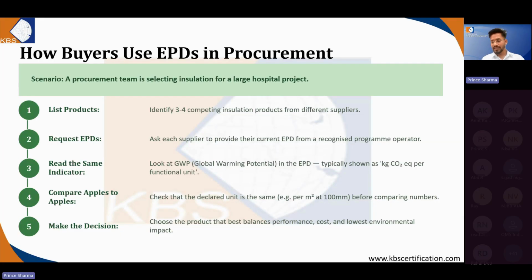So now finally, how are decisions made in the market? Generally, we first check the cost of the product. We then check the performance of the product, and finally we check the environmental performance or impact of the product. And for that, we use EPD. Sometimes, if you are cost competitive and have very good product performance, but the EPD is not there, you will not be eligible to get into that tender. That is how we can understand how buyers use EPDs in procurement.